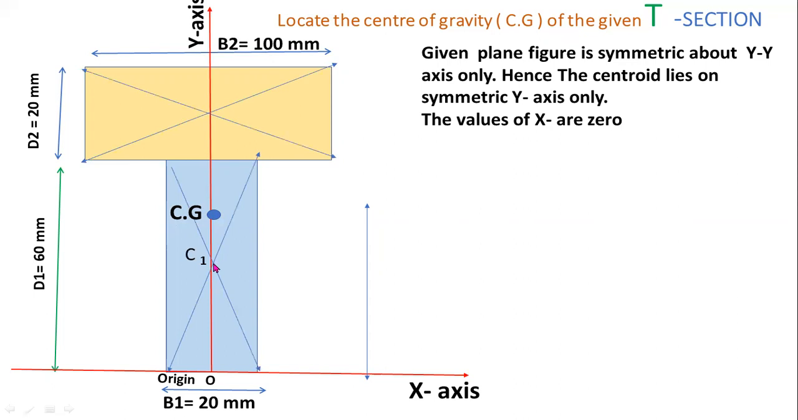Now here you can observe C1 is the centroid of the bottom rectangle, C2 is the centroid of the top rectangle. So C1 and C2 are the individual centroids, but CZ is the centroid of the entire T section. Already we know the values of XC and YC. XC equal to 0 and YC equal to 35 mm. So YC is the distance of the centroid or center of gravity from the XX axis. So this is the position of the centroid or center of gravity of the entire T section.